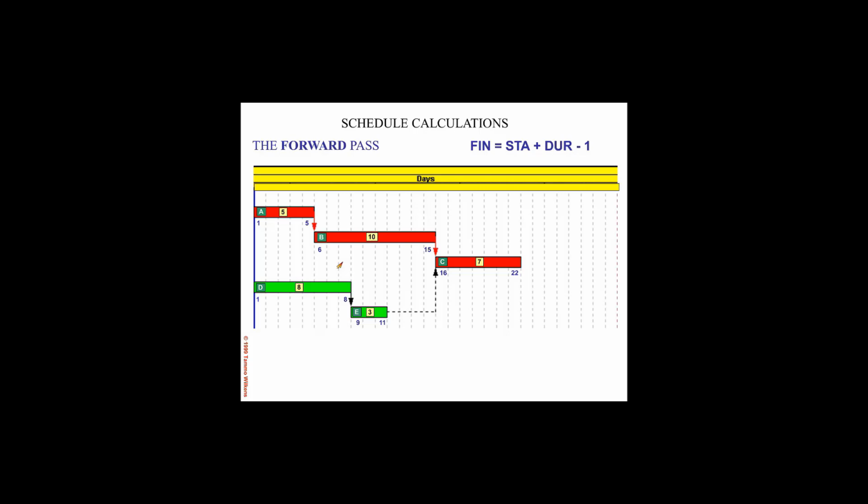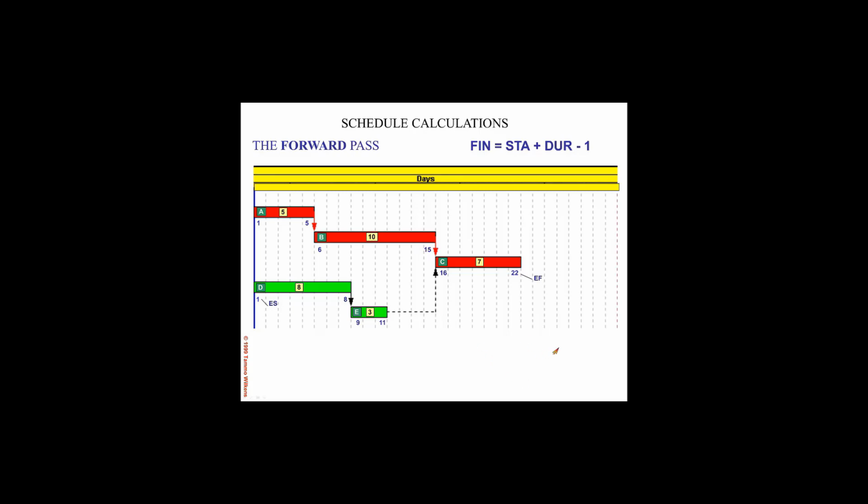And this is the end of the forward pass calculation. And these are known as the early dates, the early starts at the front and the early finishes at the ends of the activities.